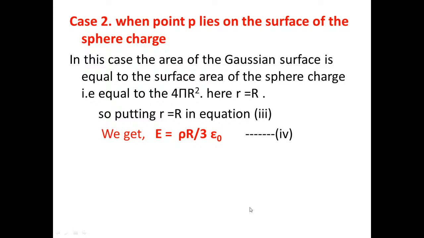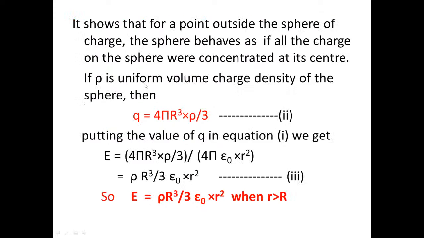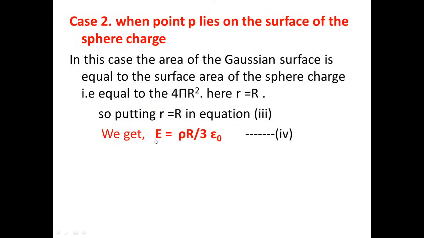So putting r equal to capital R in equation 3, we get which equation? In this equation, if r is equal to capital R is put, in that case the value of electric field intensity when the point P lies on the sphere of charge is equal to rho R upon 3 epsilon naught.